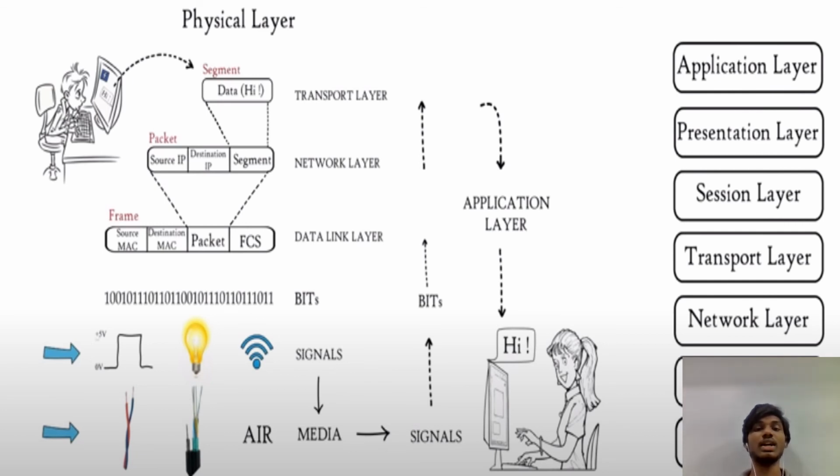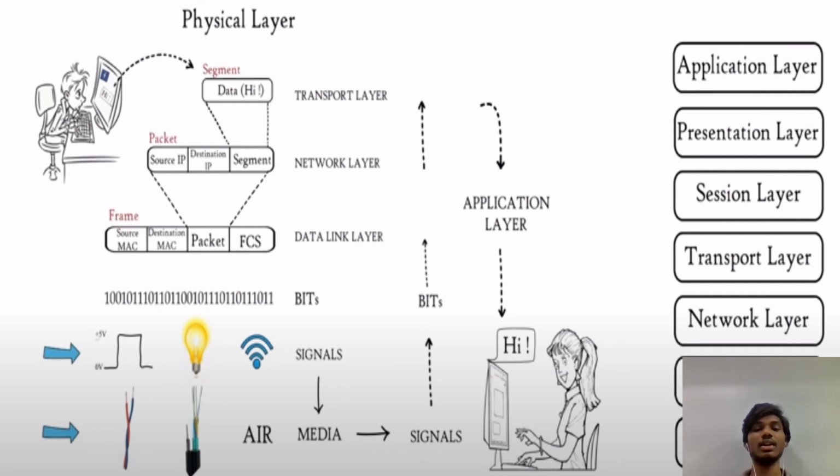These bits are converted into signals in the physical layer, and these signals are sent through some medium. It is sent as an electrical signal in the case of copper cable or LAN cable. It is sent as a light signal in the case of optical fiber. It is sent as a radio signal in the case of air.